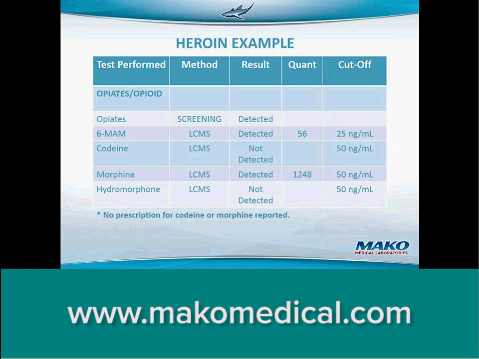So here's an example of a heroin positive report. No prescription for codeine or morphine was reported. And here you can see that we did an opiate screen where the opiates were detected. We did further definitive confirmation testing. We did detect the heroin metabolite 6-MAM at 56 nanograms per milliliter. And then we also detected morphine at 1,248 nanograms per milliliter. So this would be a good example of where heroin was the contributing source to the morphine.